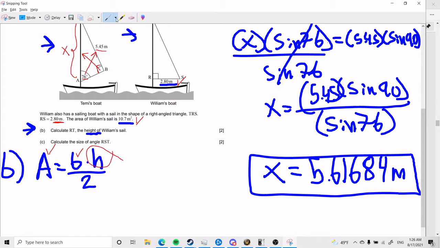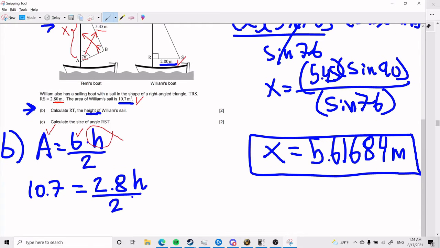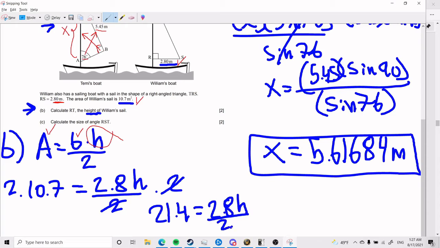So effectively, we only end up with one variable. So we plug in 10.7 for the area, the base is 2.8, and the height is just h, and it's all divided by 2. So we multiply both sides by 2 to get rid of the 2 down here, but more importantly to get h alone. We end up with 21.4 on the left side, equaling 2.8h. So we divide both sides by 2.8, and our calculator will give us the following.